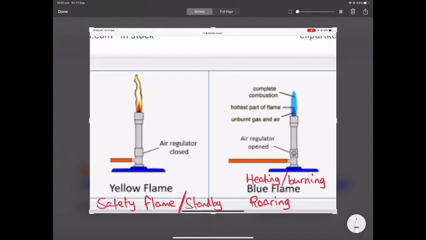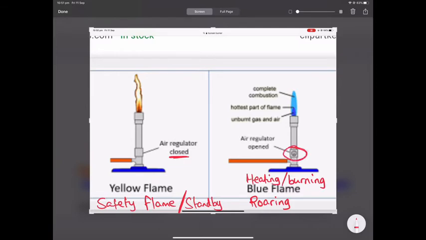Now, as I said before, when you turn that sleeve or that collar around the air hole, you can control whether it's open or closed. This is when it's closed, okay? You get this yellow flame. And this is when it's open, you get this blue flame.